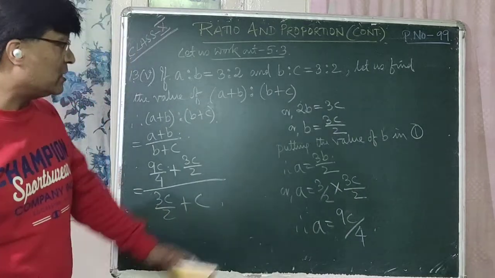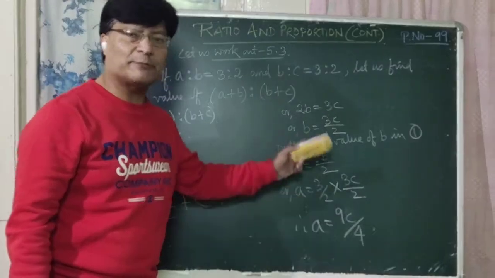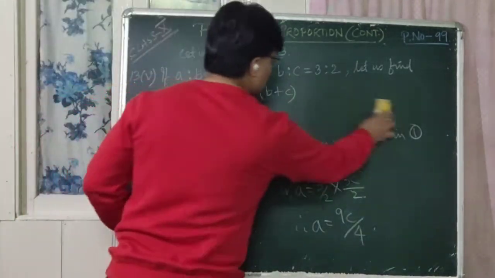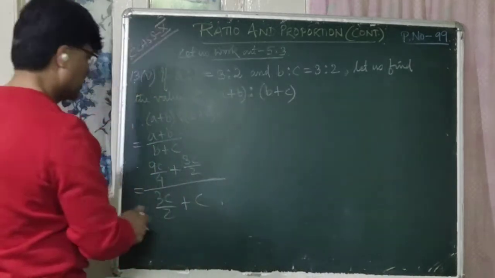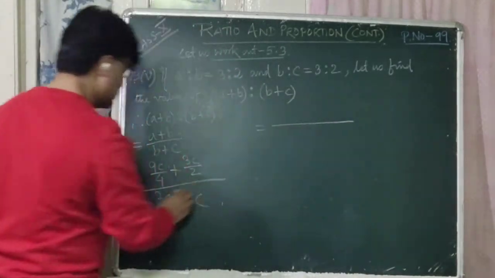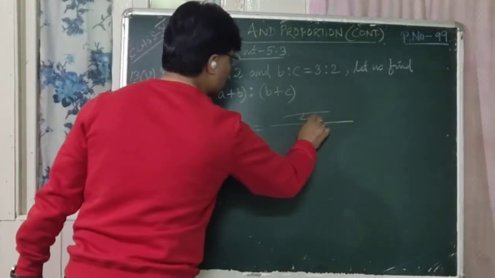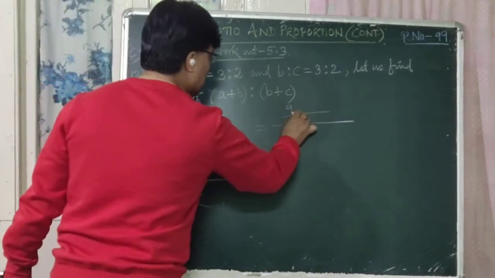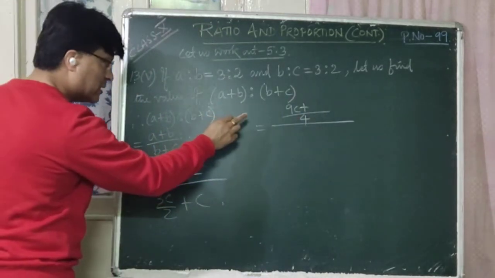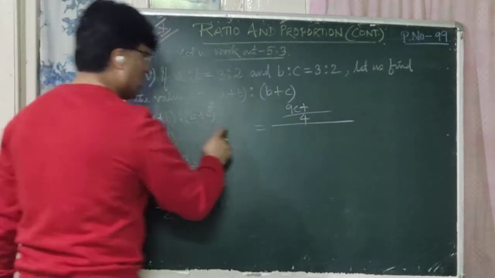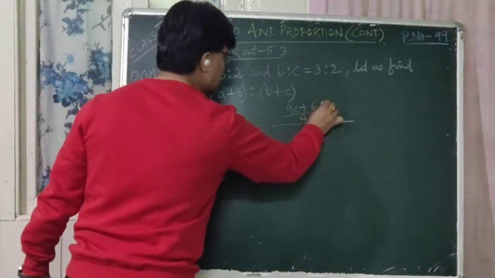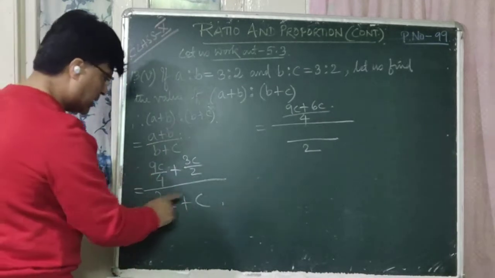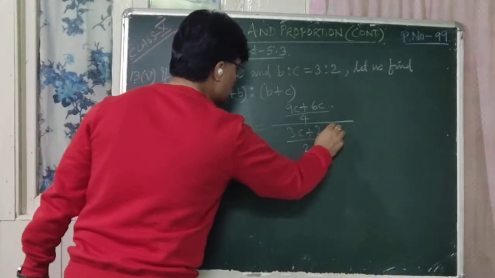So these A and B, we have expressed in terms of C. Now let us simplify it. In the numerator the LCM of 4 and 2 is 4. This LCM divided by 4 is 1, so 1 into 9C, plus this LCM 4 divided by 2 is 2 times. 2 3s are 6C. In the denominator the LCM is 2, so it is 3C plus 2C.